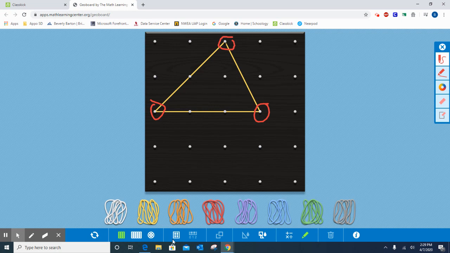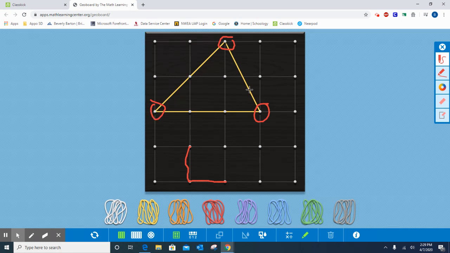One way to look at that, if I were to click down here on the grid, we know that a right angle kind of looks like an L. That should be straighter, but it would look like that. You can see that all of these are less than that. So we know that this is an acute triangle because all three angles are less than 90 degrees. So take a minute and make some triangles on your geoboard that are acute.